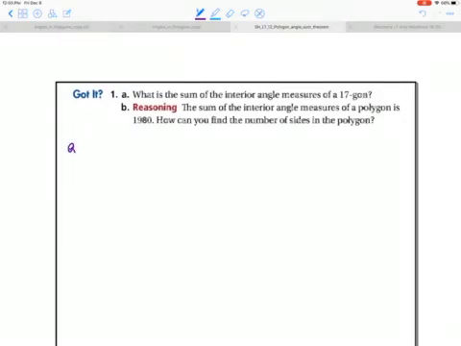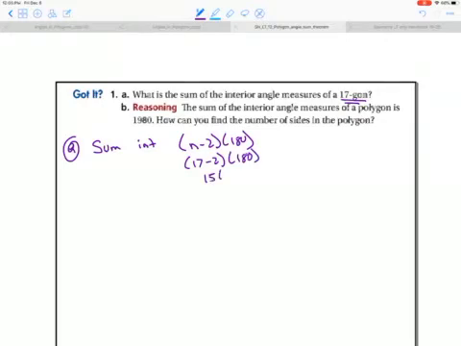On this one, what is the sum of the interior angles of a 17-gon? What we do is we do the sum of the interior angles, which I know to be n minus 2 times 180. So this is going to be 17 minus 2 times 180. So I get 15 times 180, and that is going to give me 2,700. Now that is the sum of the interior angles of this 17-sided figure.